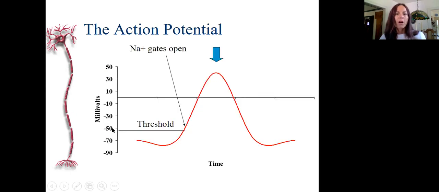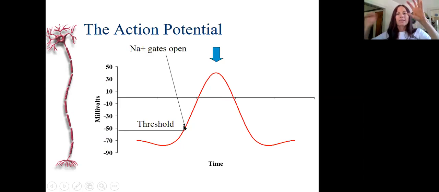Okay. All right, so here let's take a look at it on the graph again. You see we start out at -70 on that red line, and then we get a depolarization that takes us up at this point above the threshold. The threshold changes from neuron to neuron, so don't worry too much about the number there, but it's around -40, -50. We hit a threshold there.